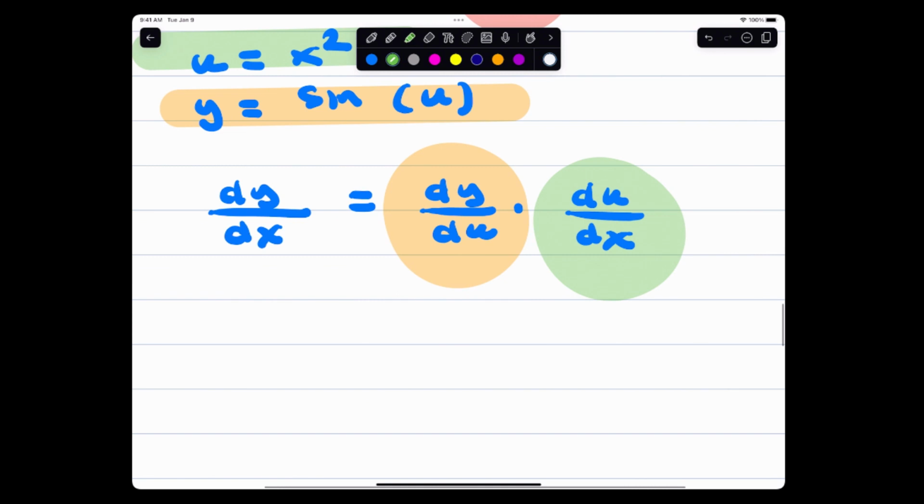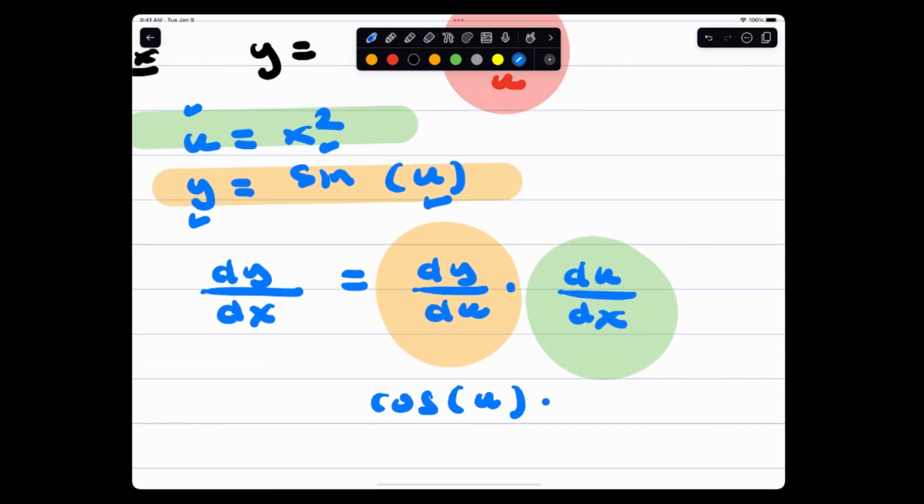Okay. Let's focus. dy du. That's right here. What's that derivative? Can you tell me what the derivative of sine is? Yes. So dy du is going to be what? This is cosine u. You're looking at this, y versus u. So you know the derivative of sine is what? Cosine. There you go. You're almost there. You're halfway there. You need what?